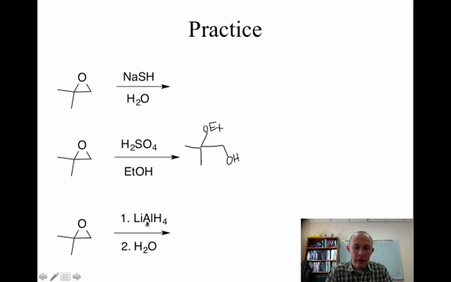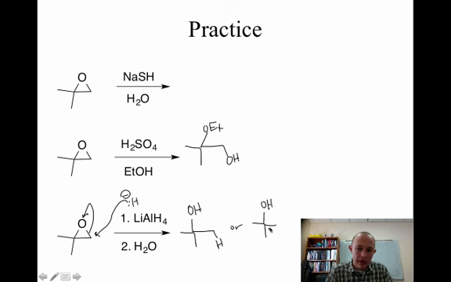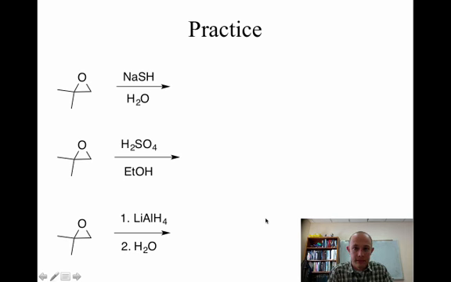Here we have lithium aluminum hydride. These are basic conditions. The H minus, you can think about it that way, is going to attack the less hindered carbon. We're going to break this bond. This oxygen will get protonated by water. So you have an OH here, and we just have a methyl there, right? Because we added a hydrogen. You could draw in that hydrogen if you wanted to. You could draw this like this or like this. These are the same compound.